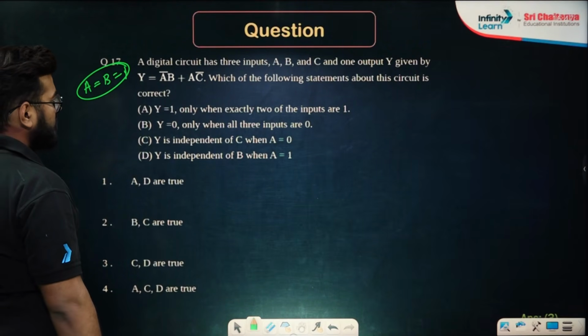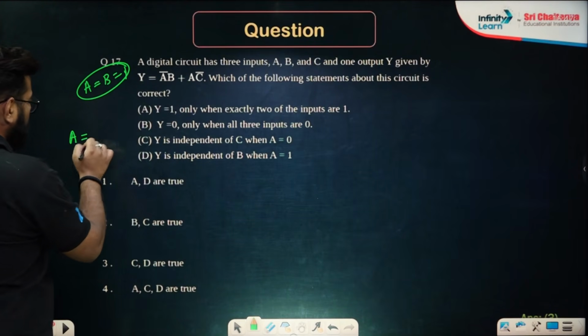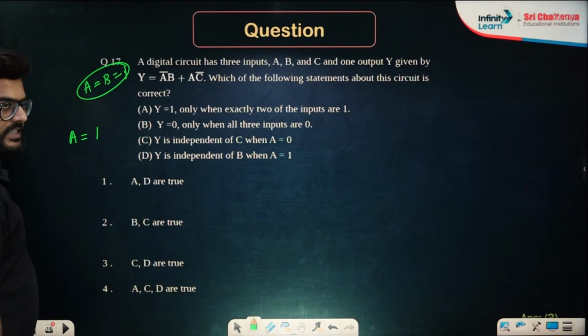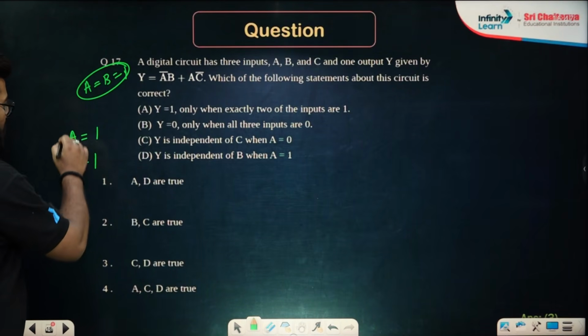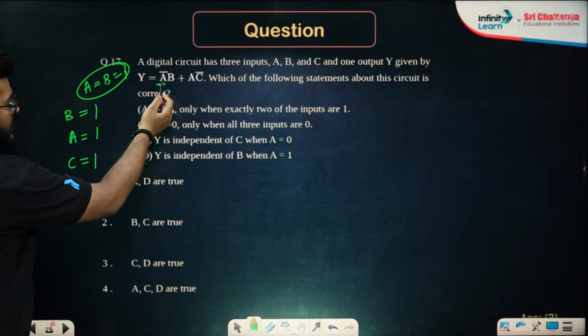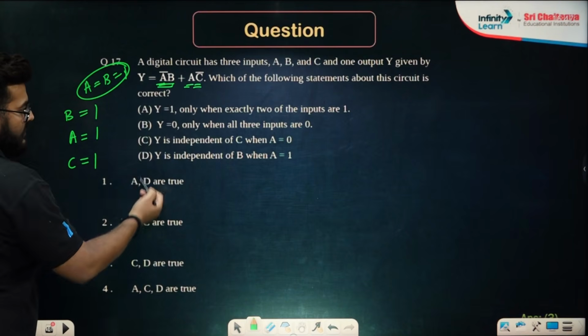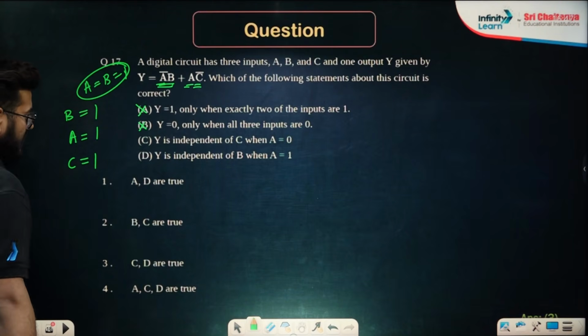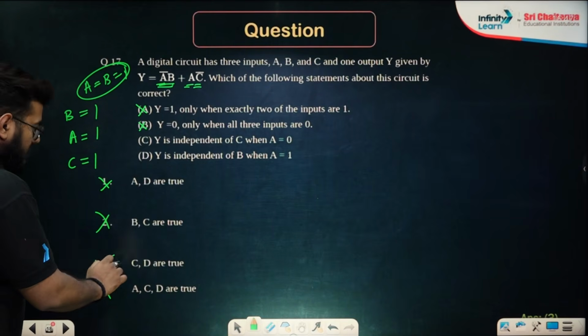When, sir? If let's say A becomes 1 and C becomes 1, okay, and B becomes 1. So A bar over here is 0. 0 into 1 will be 0, correct? And A over here is 1 and C bar will be 0. Again, you will have 0. So this is also rejected. That means A and B are rejected. C and D are obviously right.